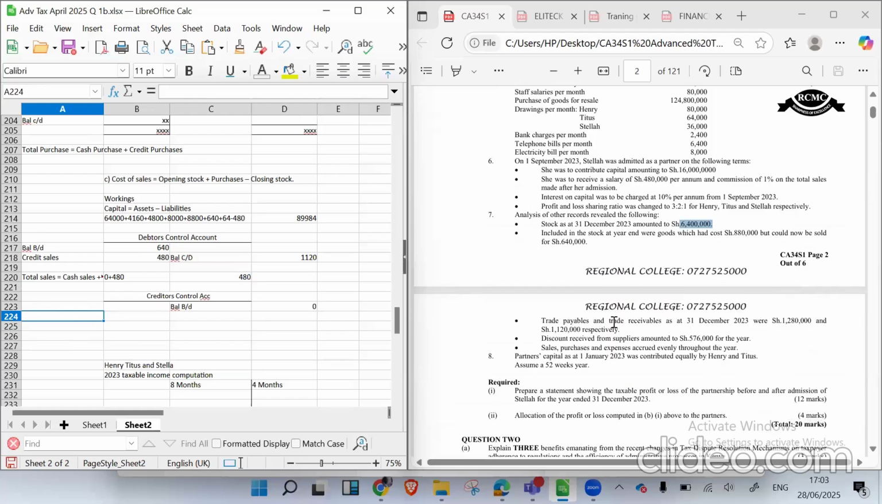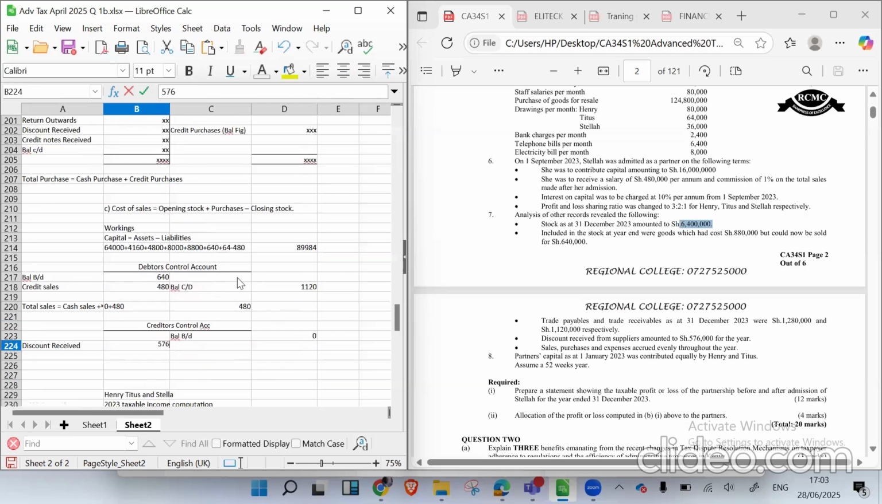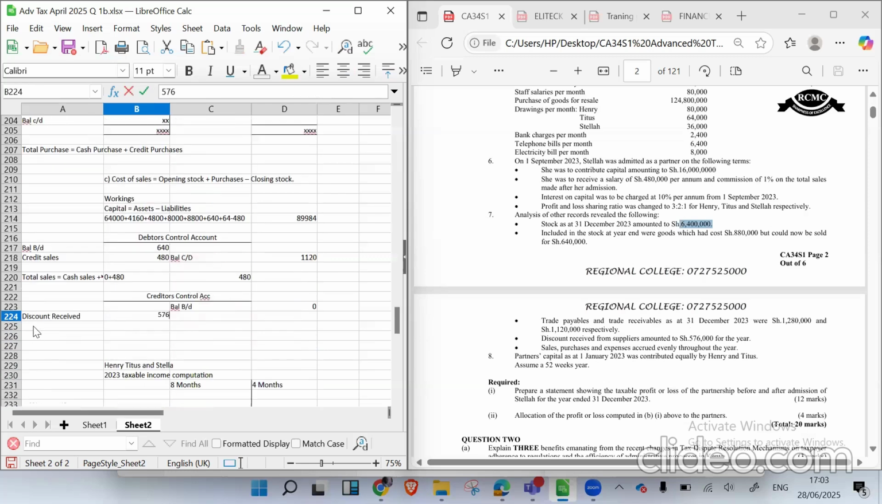Stock, payables and receivables. Do you have discount received? Yes. So discount received inakuja hapa. We received a discount of how much? 576. So it affects our creditors on the debit side. And of course, we have the balance carried down.